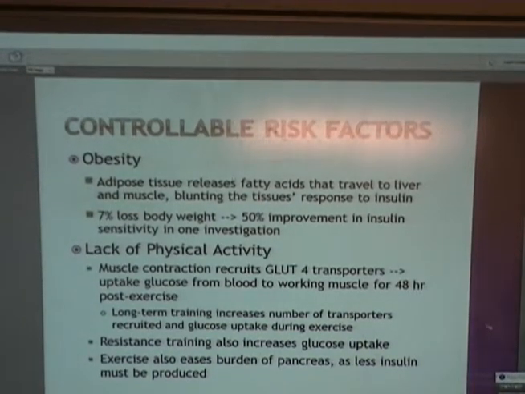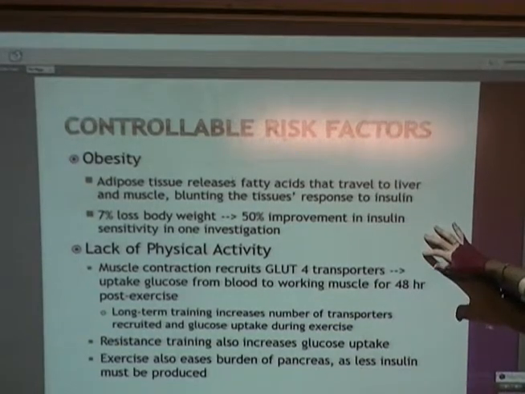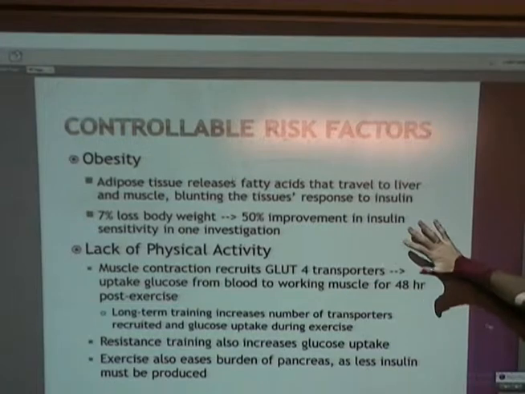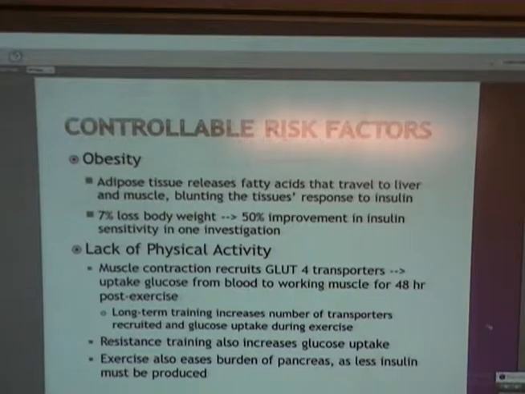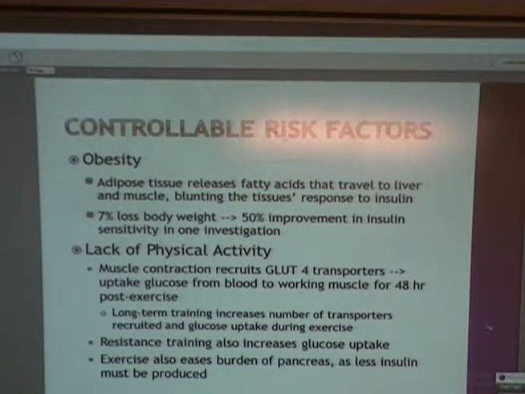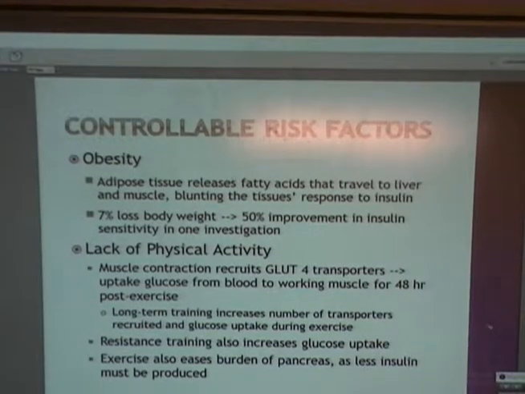This seems amazing to me, but this is what the research tells us: if we lose 7% of our fat mass, then we see a 50% improvement in insulin sensitivity. That's huge. That means I don't even have to persuade this person to get thin and skinny. We just have to get them a bit more healthy. And the payback is massive.